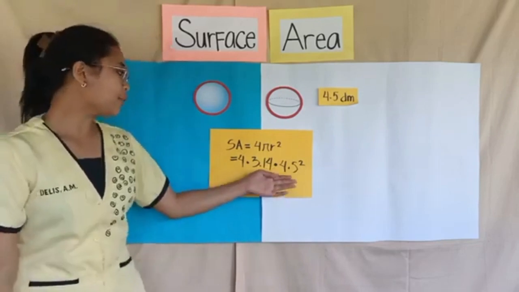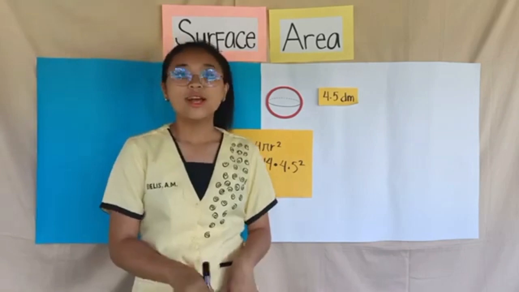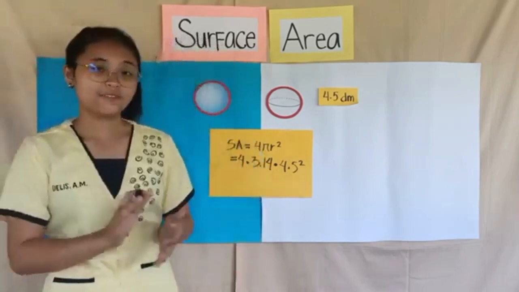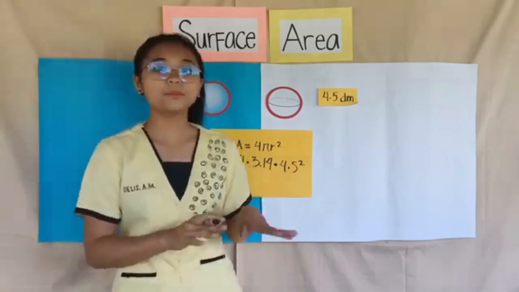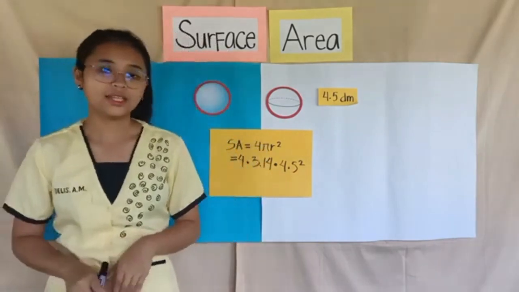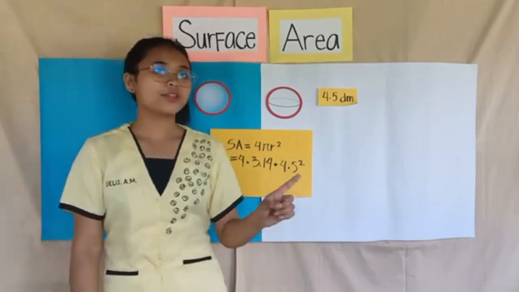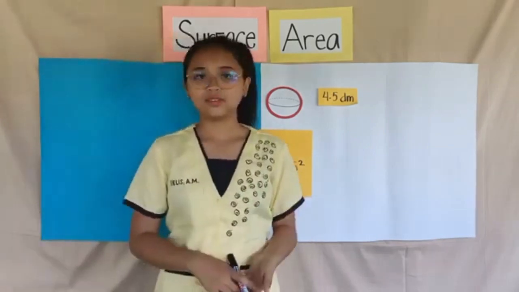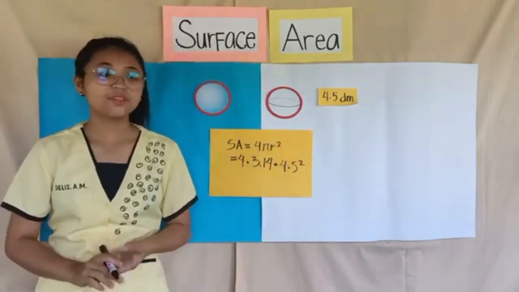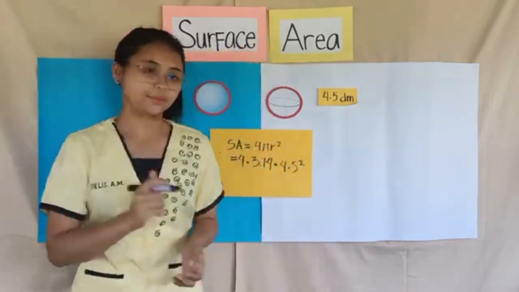Now, 4.5 times 4.5 is equal to 20.25. So the last thing we need to do is to multiply 12.56 and 20.25. Now, 12.56 times 20.25, what would be the answer? Very good. The answer will be 254.34.